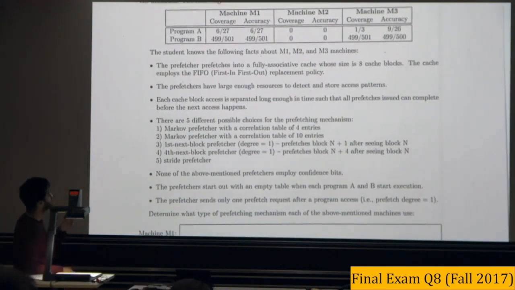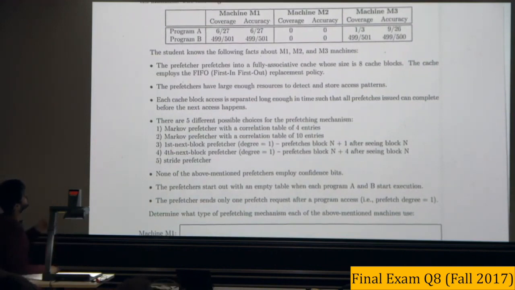So basically the first information says that the prefetcher prefetches into a fully associative cache, which is 8 cache blocks wide, and the prefetchers have large enough resources to detect and store all access patterns. Third one is each cache block access is separated long enough in time so that the prefetch issue can complete before the next access happens. So that means there is no problem of timeliness.